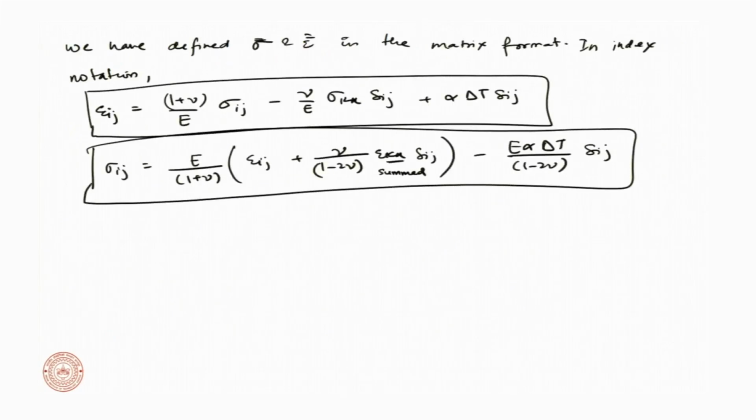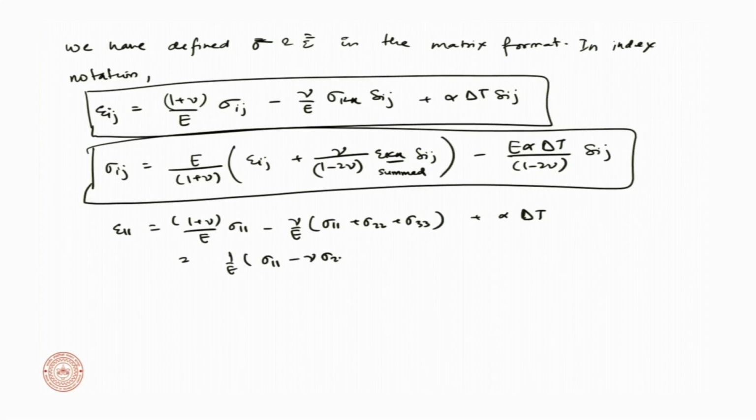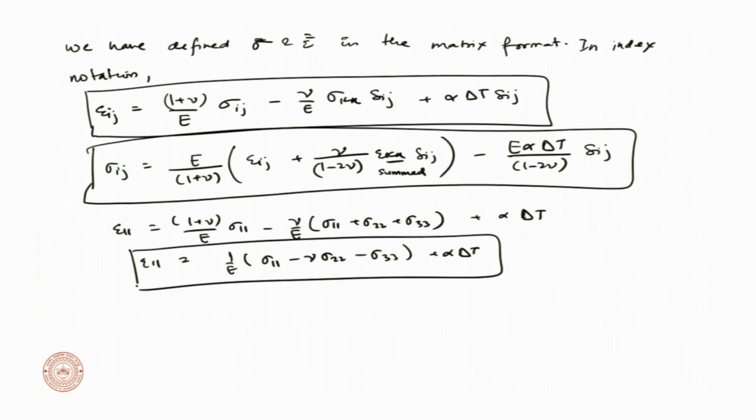So, we will also get from here epsilon 1 1 equals 1 plus nu over E sigma 1 1 minus nu over E, sigma 1 1 plus sigma 2 2 plus sigma 3 3. Delta ij for 1 1 will be 1. If i is not equal to j, it will be 0, plus alpha delta T. So, this will be 1 over E, sigma 1 1 minus sigma 2 2 minus sigma 3 3, plus alpha delta T. Okay, and this matches with our matrix notation.